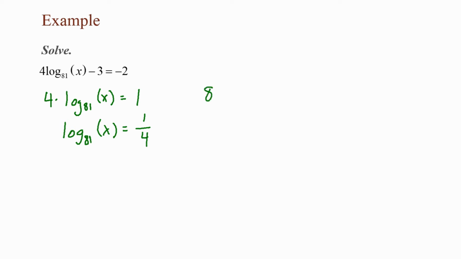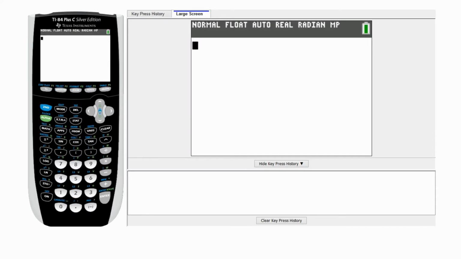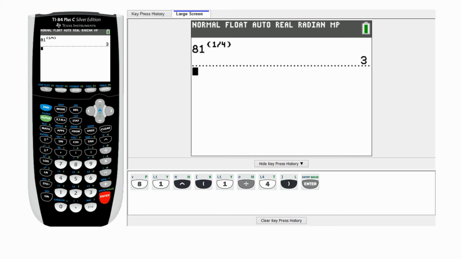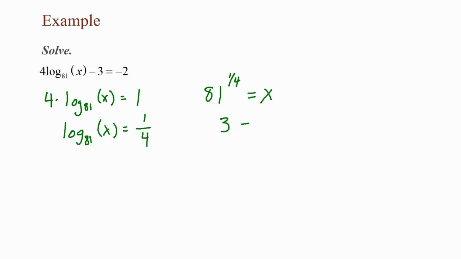My base is 81. My power is 1/4. And that's going to equal x. Calculating, I have 81, parenthesis, 1 divided by 4, power, enter, and I get 3. So x is 3.